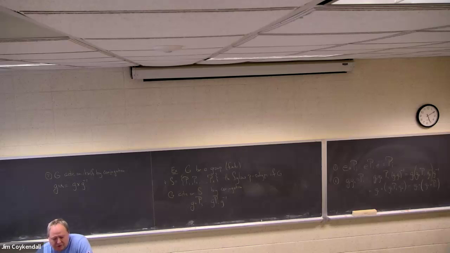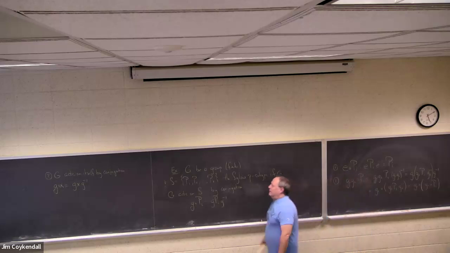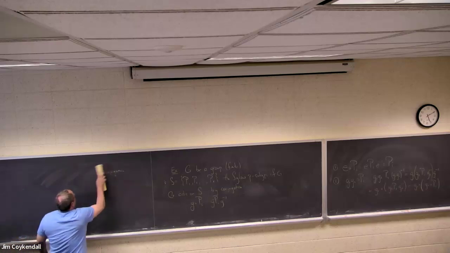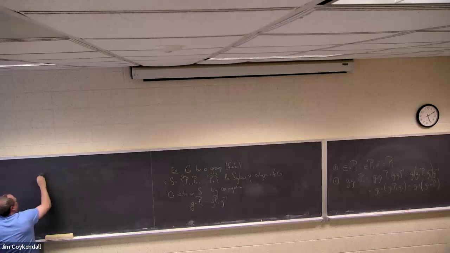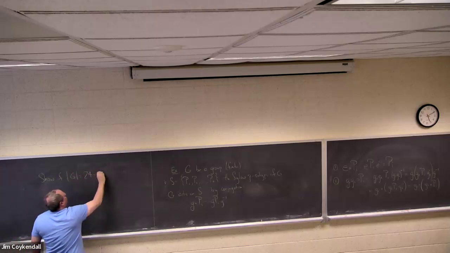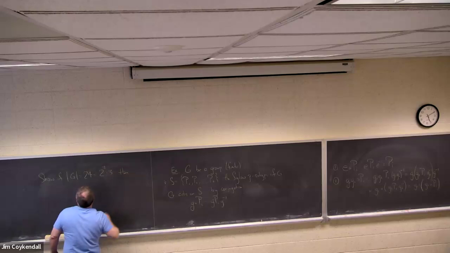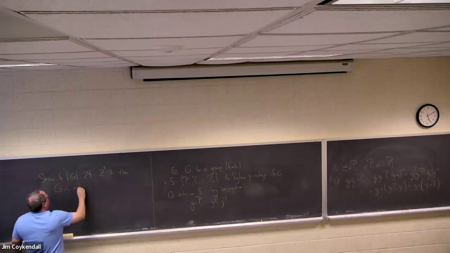This is to show that if the order of G is 24, then G is not simple. Yes. Okay, well, I think this will be a group action. So the instructions here are to show: you have order 24, and by the way, it's 2 cubed times 3. Then G is not simple.